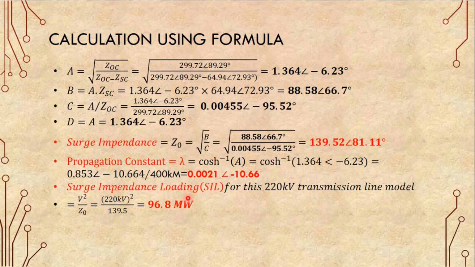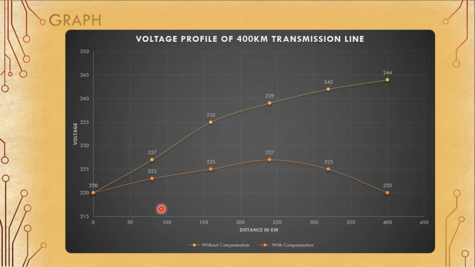And similarly, the surge impedance loading for this 220 kV transmission line model will be V square by Z0, and after calculating we got 96.8 megawatt of power that we are able to transmit without using any compensation circuit.